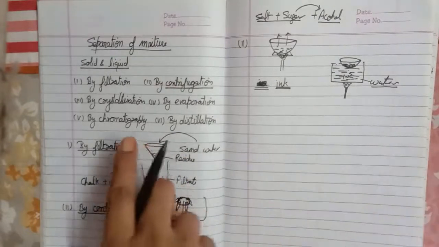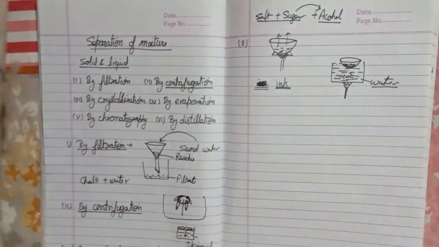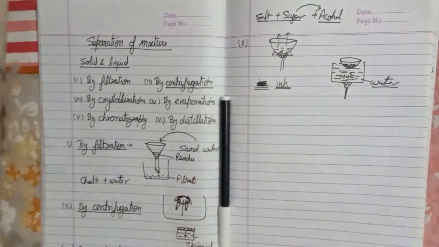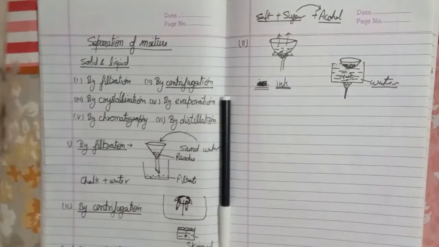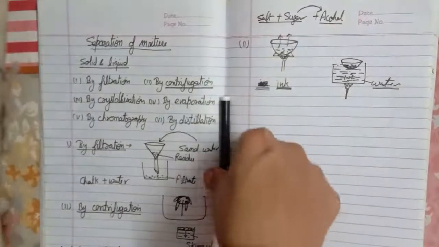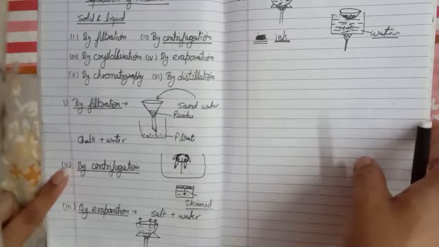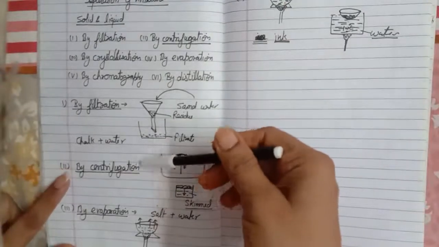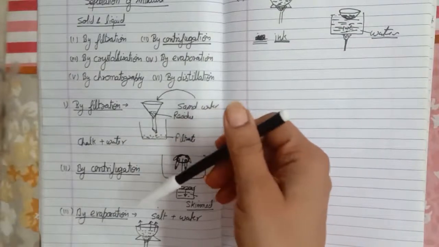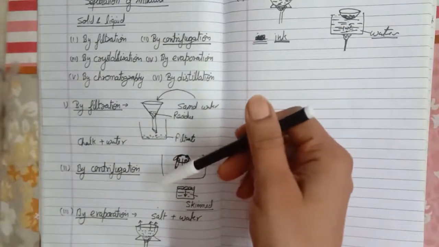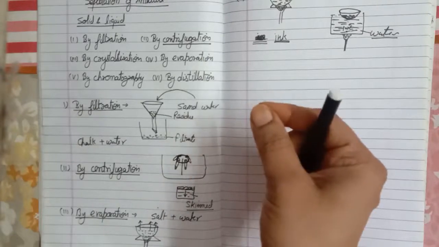Okay, I explained three methods: filtration. This method is used only for those solids which do not get dissolved into the liquids, so we can use a filter paper for filtering them. Another method we use is centrifugation. Centrifugation is used for those solids which also do not get dissolved in the liquid but get suspended, meaning they are suspended in the liquid.